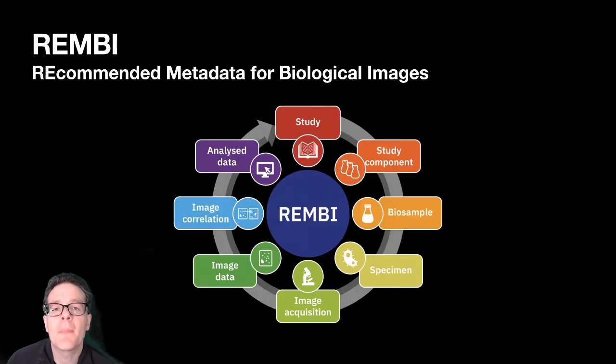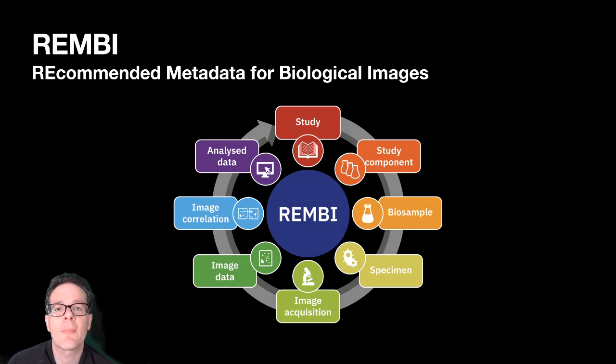So I mentioned REMBI, and REMBI stands for Recommended Metadata for Biological Images, and it's the result of several community workshops and quite a bit of work on thinking about what sort of metadata is specific to bioimaging that we should have in the image archive in order to make the images maximally useful in the future. And you can read more about it in another Nature Methods publication that's coming out very soon, but it's split into different categories representing the different stages of imaging, from acquisition and analysis and possibly correlation, depending on what you're doing with your images.